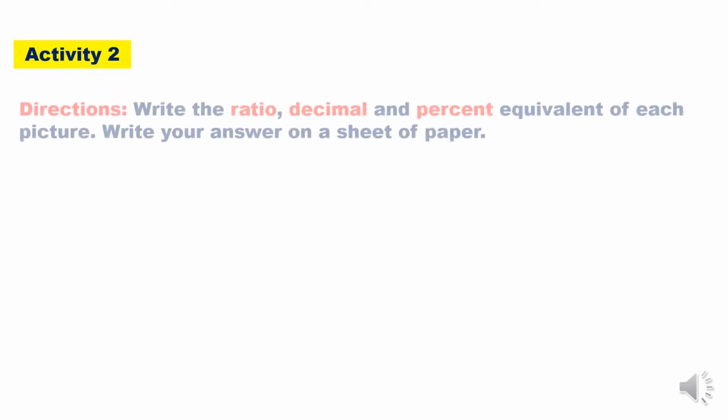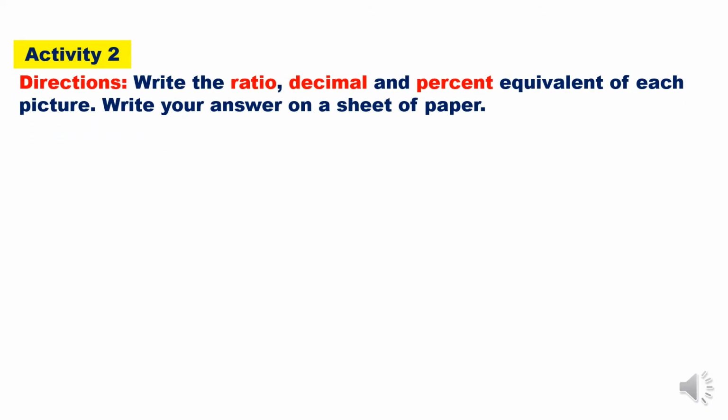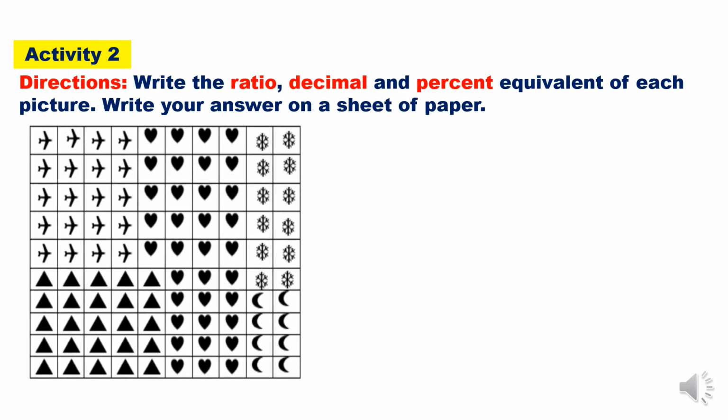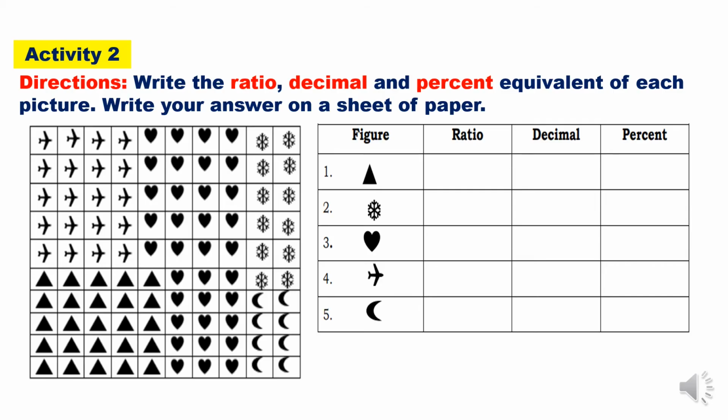For activity 2, write the ratio, decimal, and percent equivalent of each picture. Write your answer on a sheet of paper. For number 1, triangles, there are 12 triangles. That's why in ratio, that is 25 is to 100. In decimal, that is 25 hundredths. In percent, 25%.